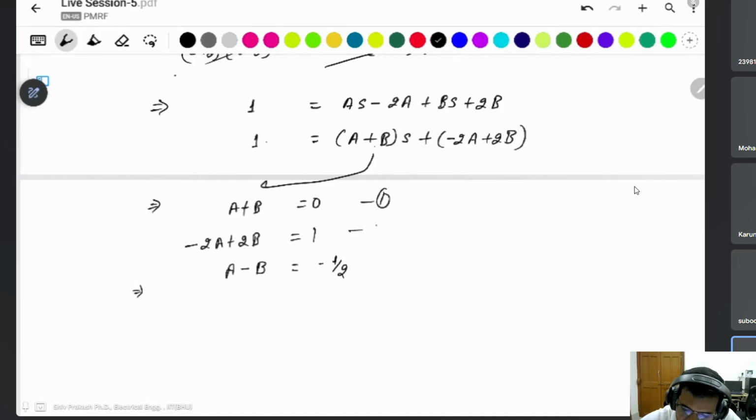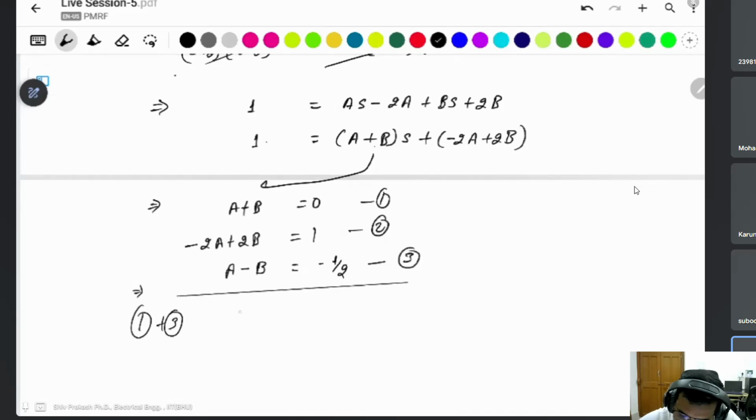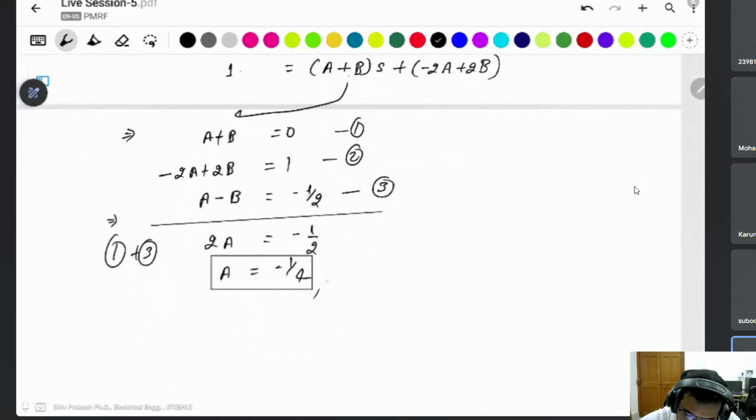Take equation first, equation second, equation third. Add equation 1 and third, so b will be cancelled out. 2a is equal to minus 1 by 2, and a is equal to minus 1 by 4. If a is this one, then put the value of a in equation number 1. Then we will get b is equal to 1 by 4.